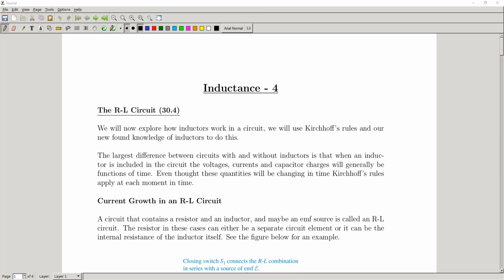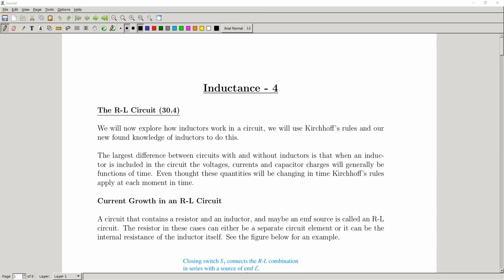Okay, this is going to be our fourth video on inductance. In this video, we're going to be covering all the material from section 30.4, and in this section, we're going to be talking about RL circuits. Okay, so we'll get right into it here. We're going to explore how it works when we put an inductor into a circuit.